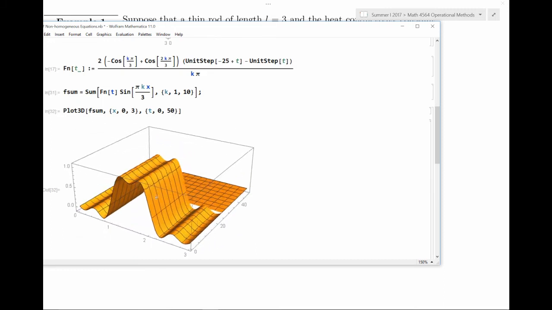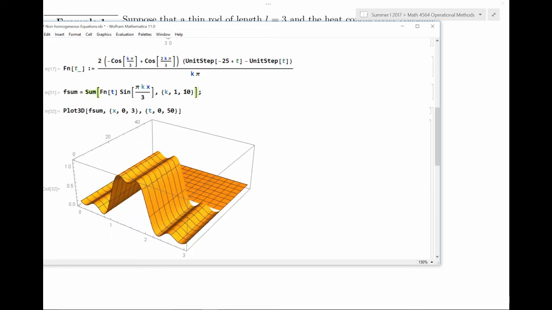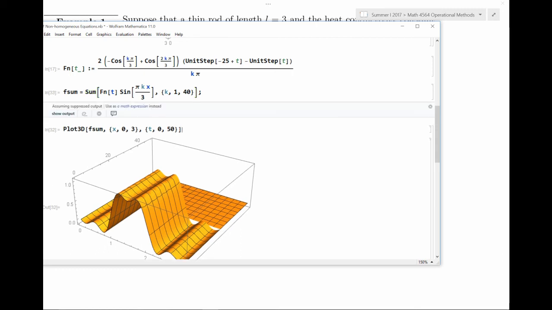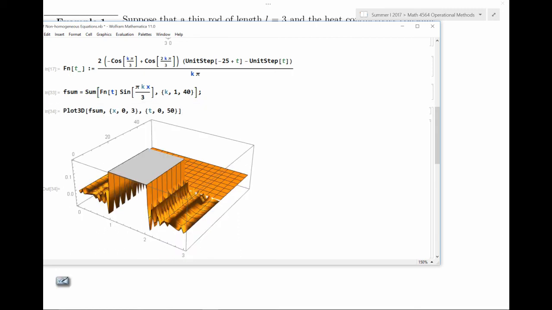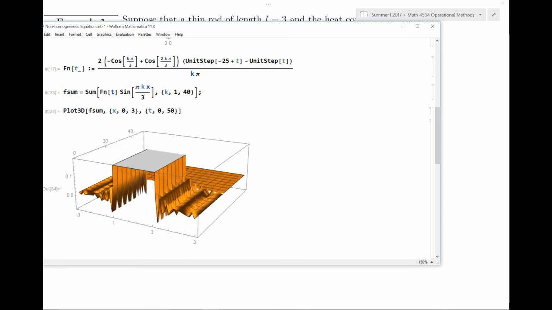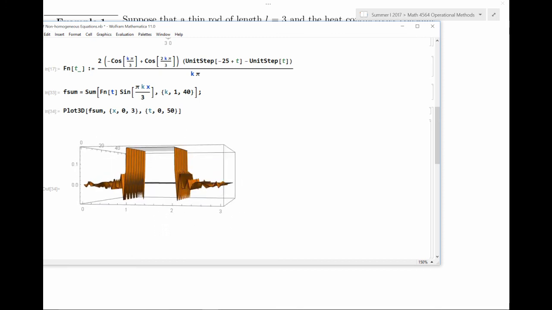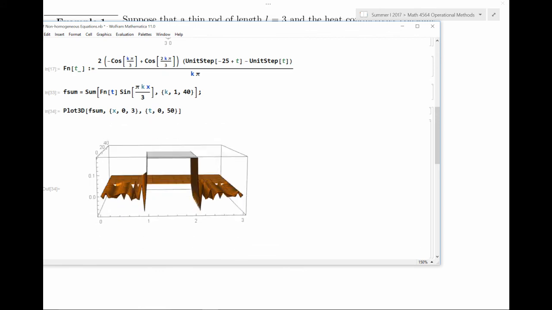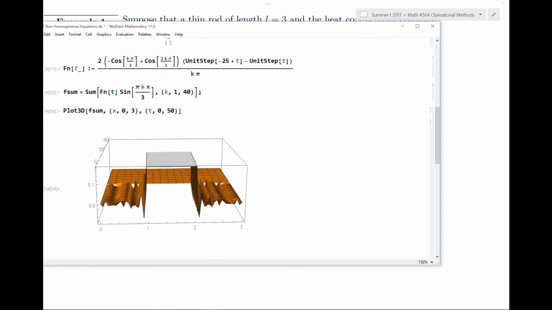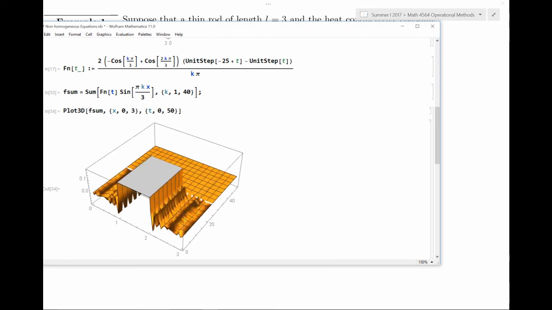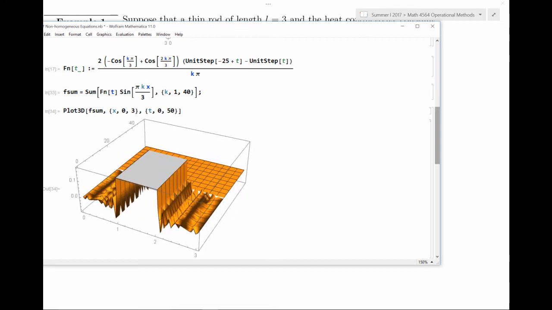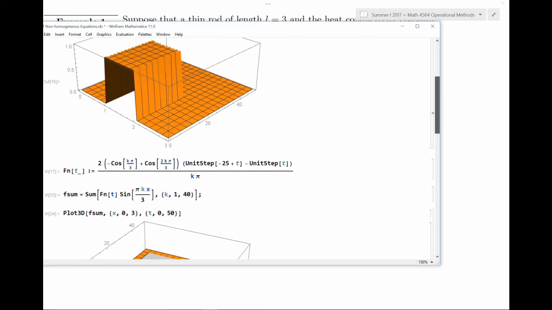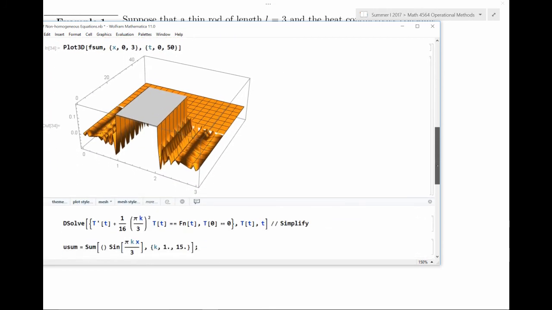Looks like 10 terms are not nearly enough, so let's add up 40 terms, plot them. You can see there's a little bit of a cutoff due to the Gibbs phenomenon going outside of the box, but you can see we're getting pretty close. So this series expansion does represent this function more or less accurately.